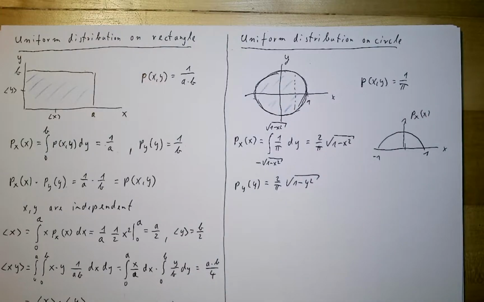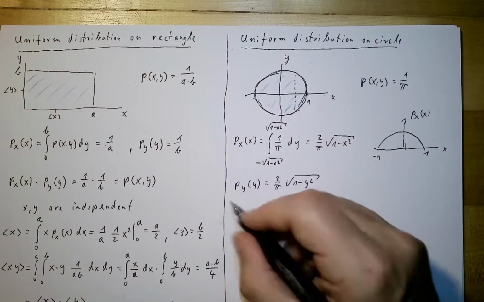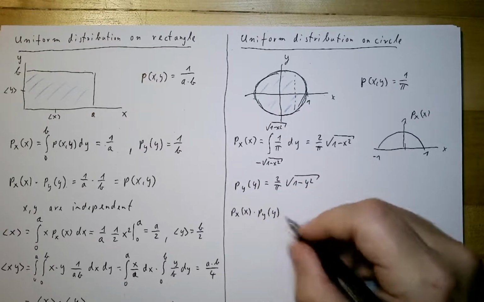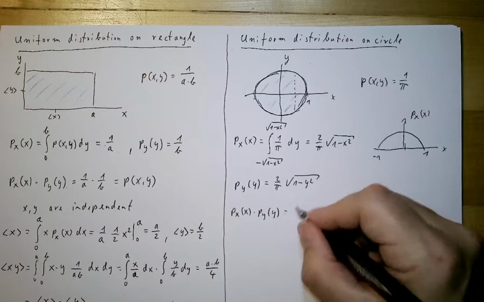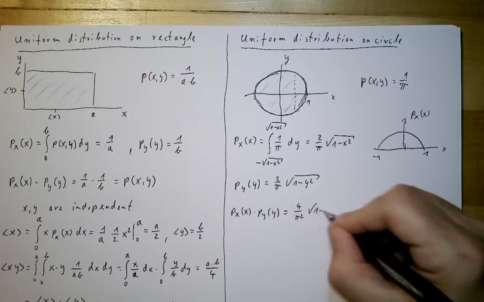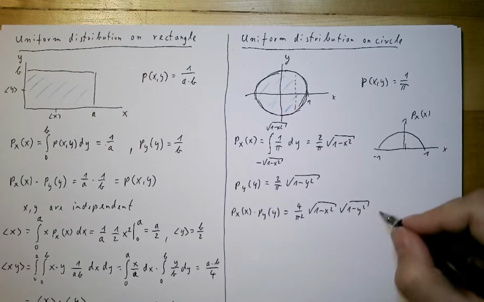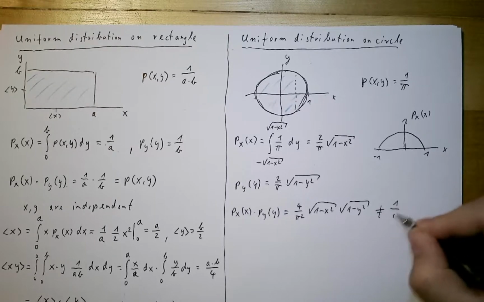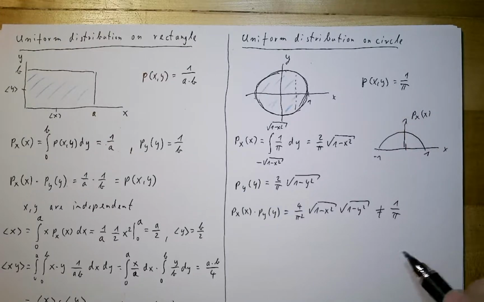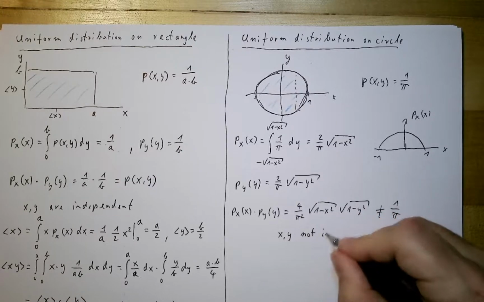Now let's see if the variables are independent. Let's multiply these two marginal distributions, p_X(x) times p_Y(y). We get 4 over pi squared times the square root of 1 minus x squared times the square root of 1 minus y squared. And we see that's definitely different from 1 over pi, so that's very different from the joint distribution. This means x and y are not independent. They are dependent.